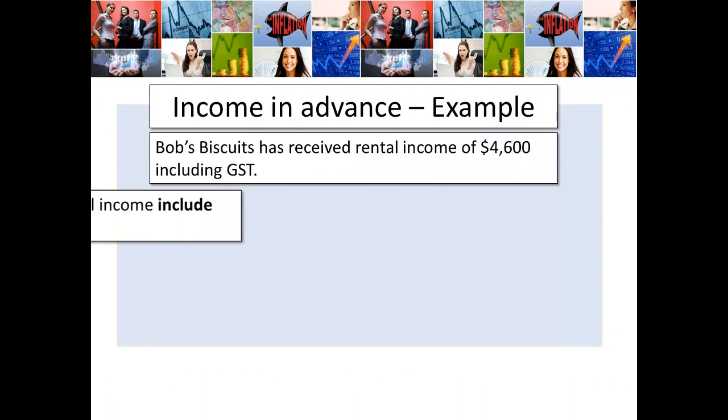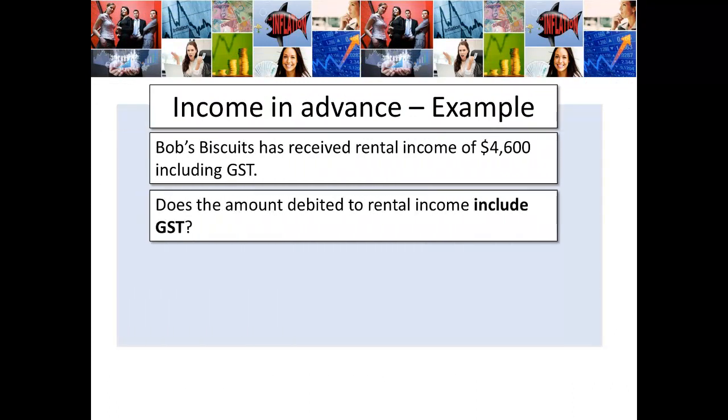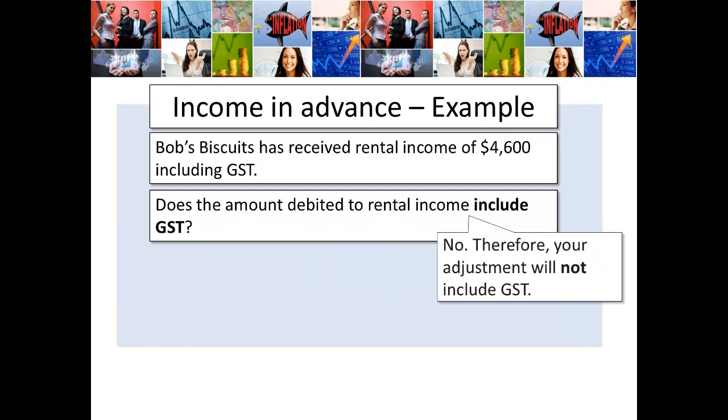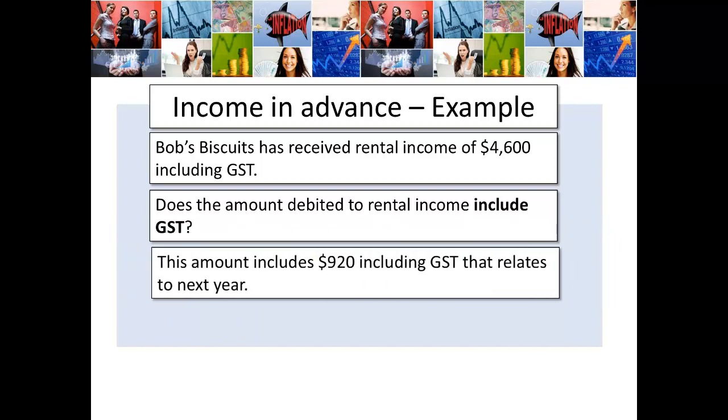An example, rental income has been received of $4,600 including GST. Now, does the amount debited to rental income include GST? No, our adjustments will not include GST. The amount includes $920 including GST that relates to next year.